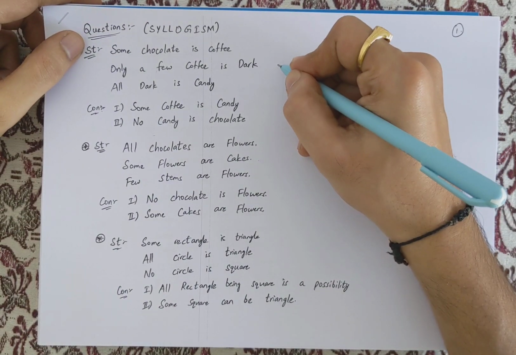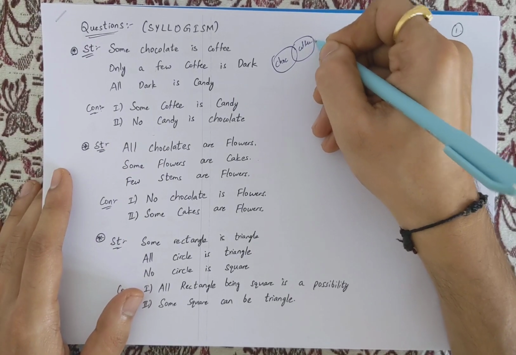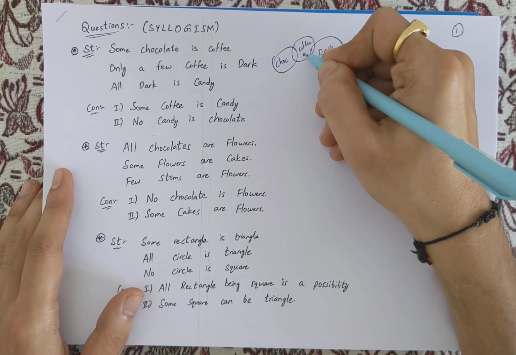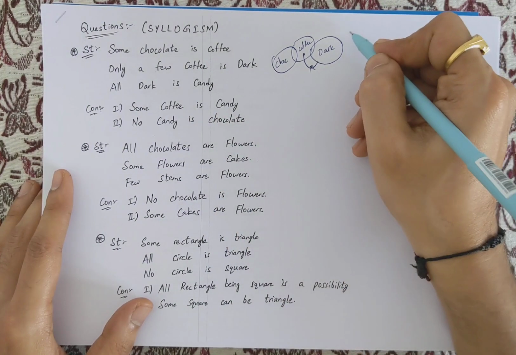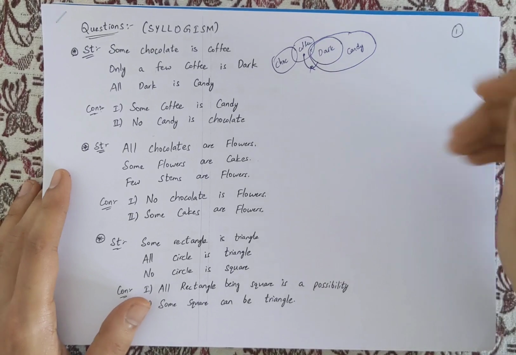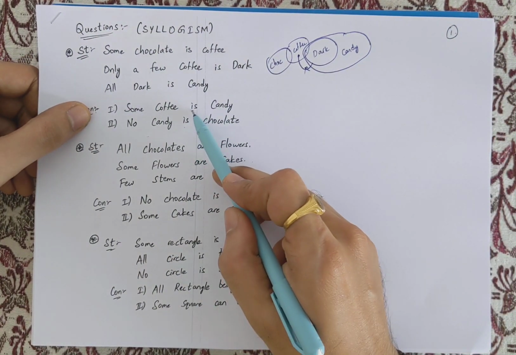Some chocolate is coffee. Only a few coffee is dark. Only a few coffee is dark means some coffee is dark, some coffee is not dark. All dark is candy. Okay, so we have drawn the Venn diagram. Now let us see the conclusions. So these both are definite conclusions.